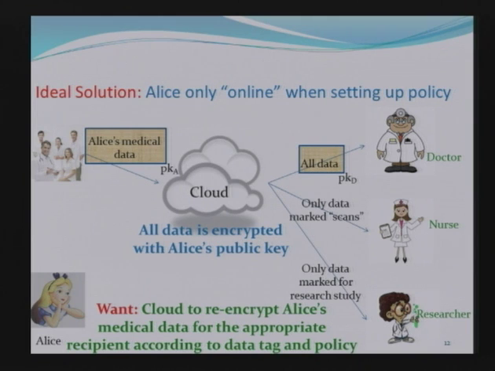So the cloud will be able to send all the data to the doctor, such that the doctor can learn the contents of the data. It'll be able to somehow re-encrypt portions that are meant only for the nurse under the nurse's public key and send it to the nurse. And it'll be able to re-encrypt data that's meant only for the researcher and send it to the researcher. And somehow the cloud will be able to do all these operations in some oblivious manner without learning anything about Alice's data or the access control. Okay, so this is what we are shooting for, and we'd like to get some solution which has this structure.